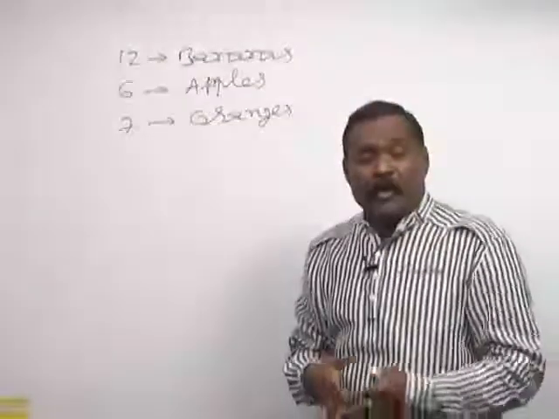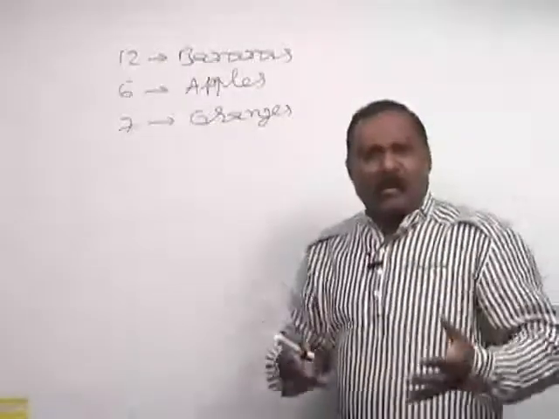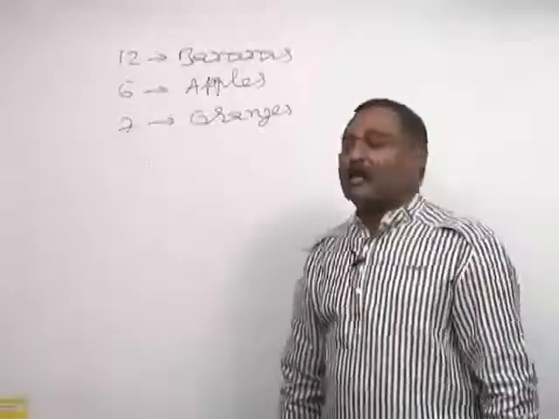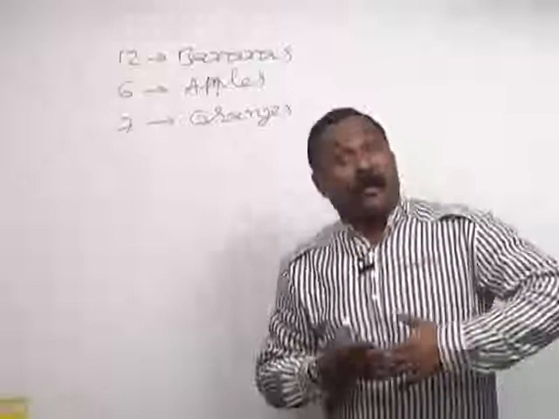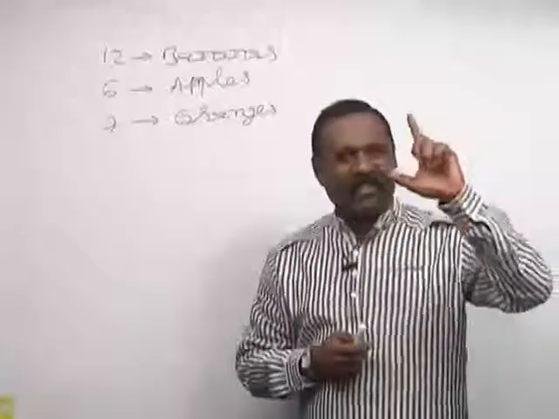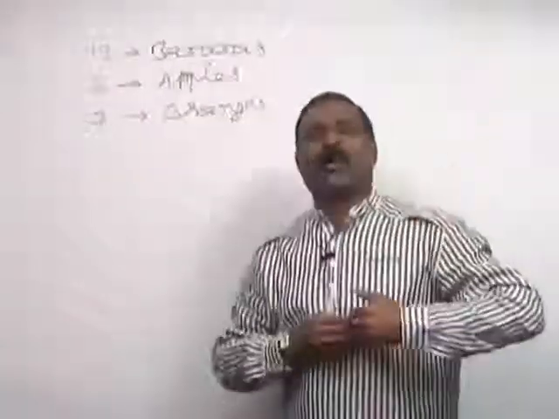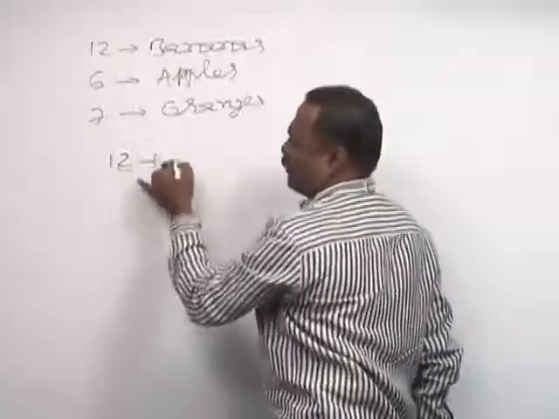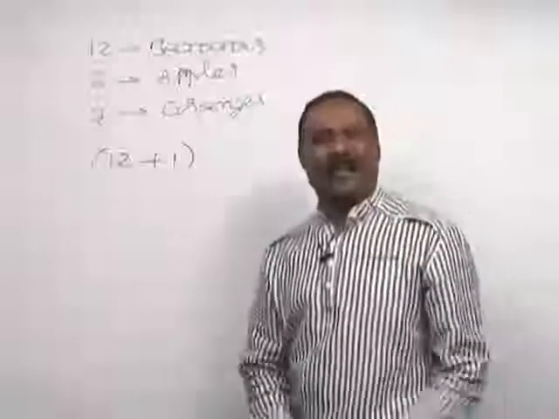If you are a girl, more conscious about your calories, then you never take a banana. Then how many options are there? Then 12 plus 1 options are there. Understand it? What is that plus 1 there? Avoiding banana. So, the first operation can be performed in how many different ways? 12 plus 1 different ways.